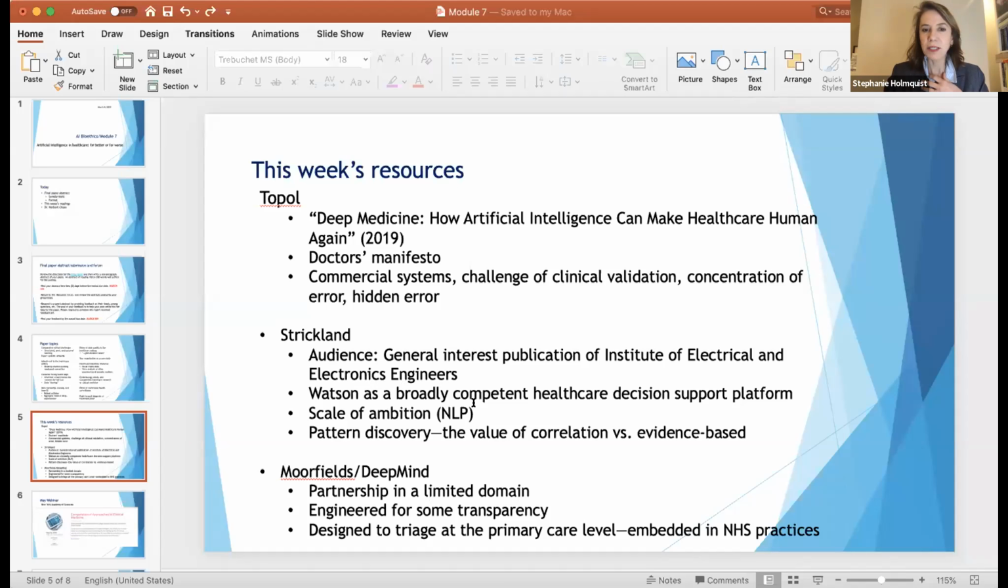Notice that Watson was marketed, and its ambition is to be a broadly competent decision platform. So it really would be your home in healthcare. It turns out it was a bit over-ambitious.